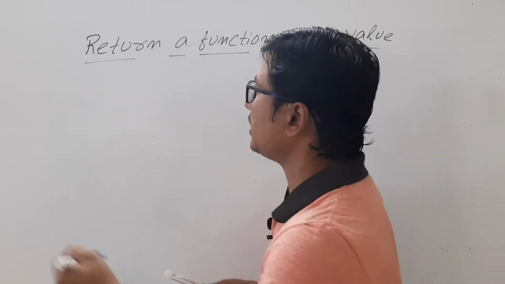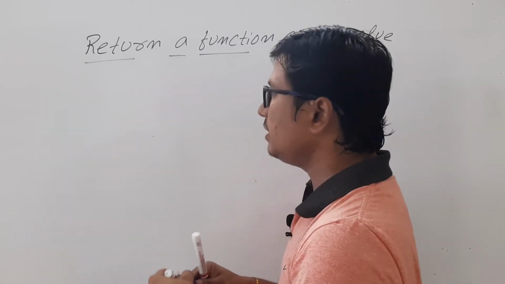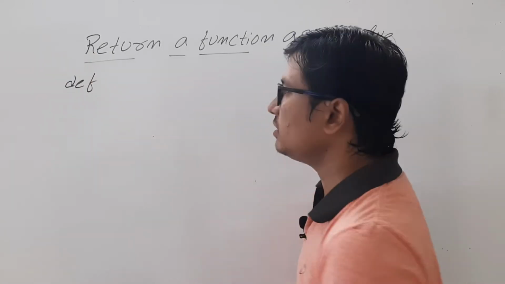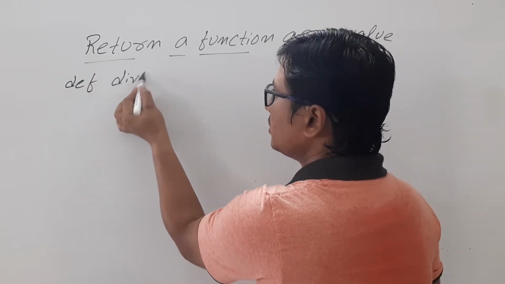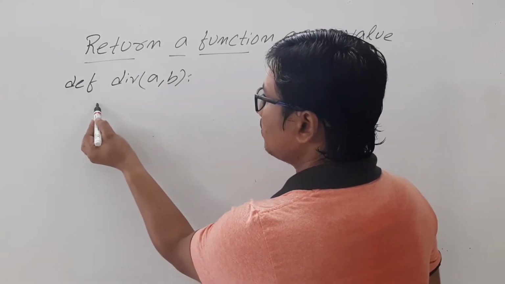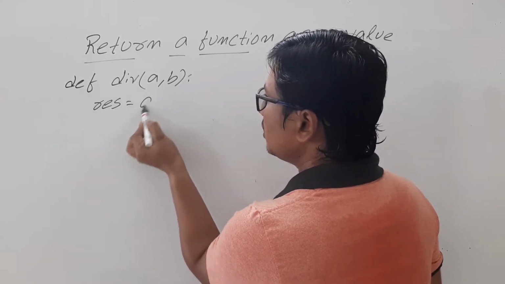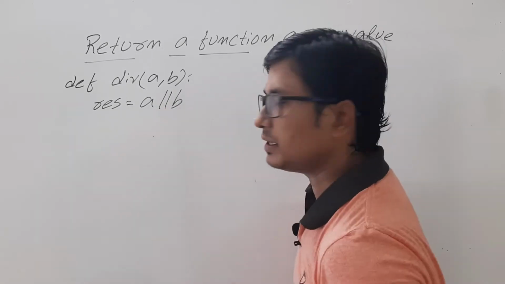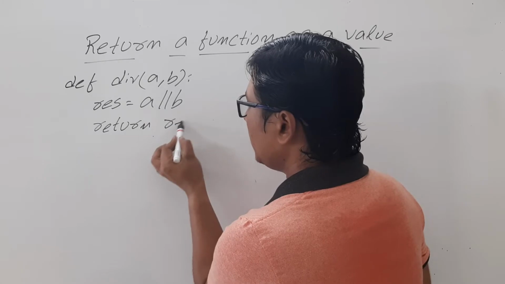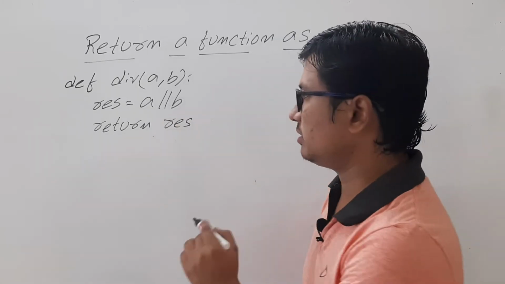Suppose we have written a function called div. I want to perform the division on a, b, and I am writing result is equal to a integer division b, and then I write a statement, return res.